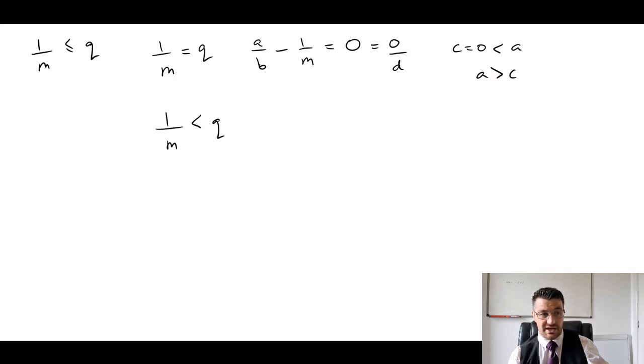So I thought there might be something worth pursuing here, but once I tried 1 over M less than Q, I couldn't really think of anything that was going to take me any further. I did try out some specific cases.